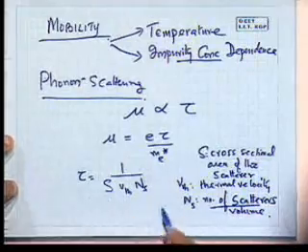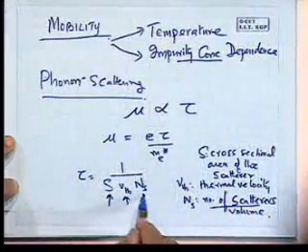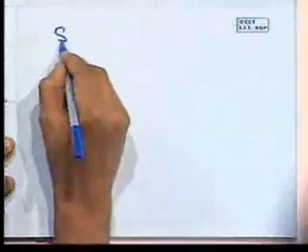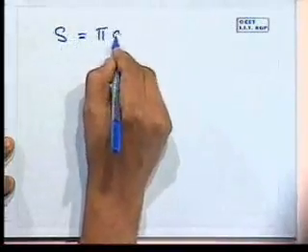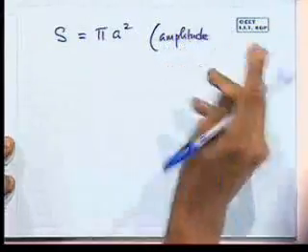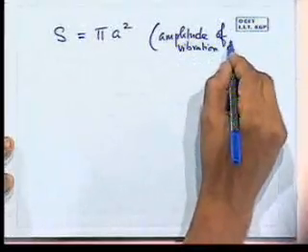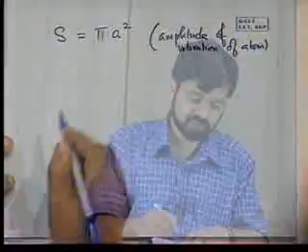All right, this is the general expression we have. Now what we're interested in is, for both the phonon scattering as well as for impurity scattering, do any of these terms have a temperature dependence? That's the main idea that we're going to explore. Let's take S. The area is pi a squared for phonon scattering, where a is the amplitude of vibration of the atom around its mean position. This is something we had seen earlier. So for phonon scattering, S is equal to pi a squared.